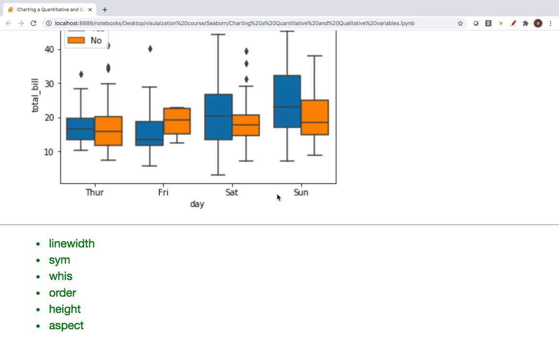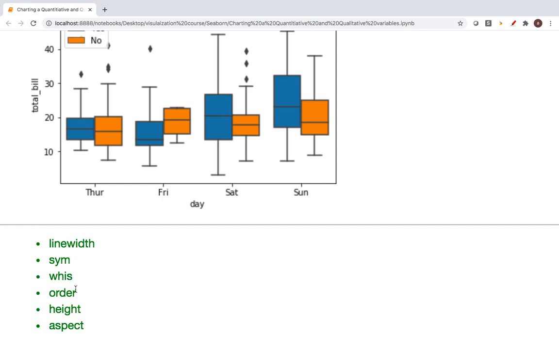Linewidth. It darkens the lines of the box, the entire line, be it outlier or other lines. Sym. Keeping sym equal to null, that is just an empty string, leaves us without any outlier values. Whis. We adjust the default whisker placement. Default is 1.5 times IQR, but we can give any value. For example, 2.3 means IQR times 2.3.